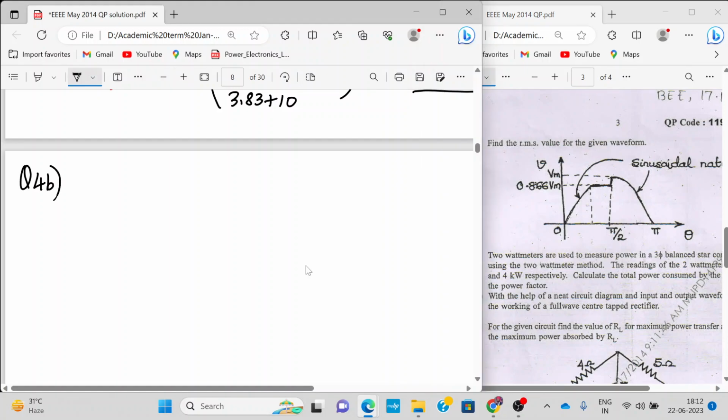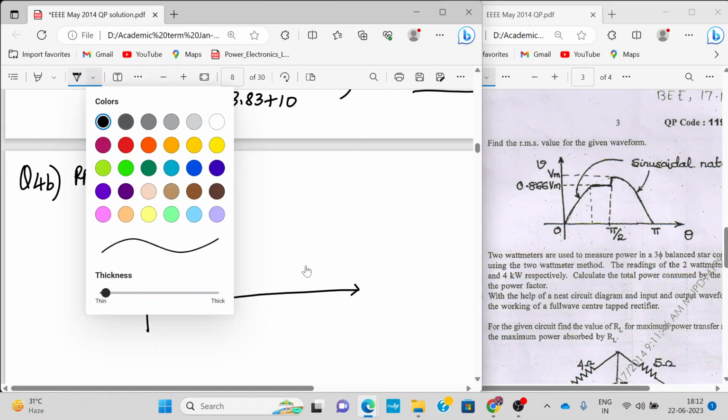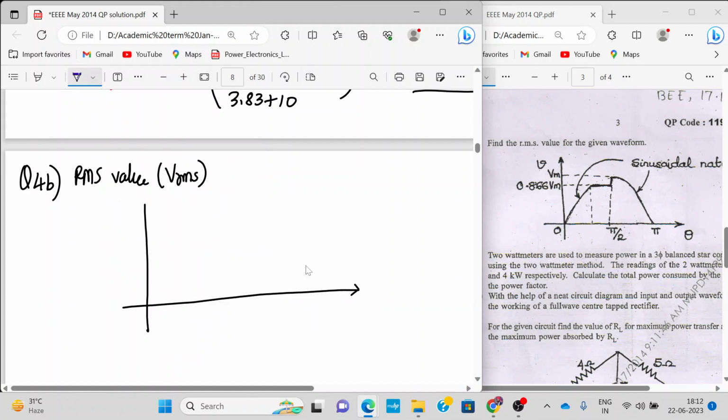Question number 4B, we have to find the RMS value, that is VRMS, of this waveform. So this waveform is given like this. First of all, you draw a dotted line, and it's going to be repetitive, that's why they have not drawn another cycle. Here it is at the center, pi by 2, and the waveform is looking like this. Okay, let me erase this.